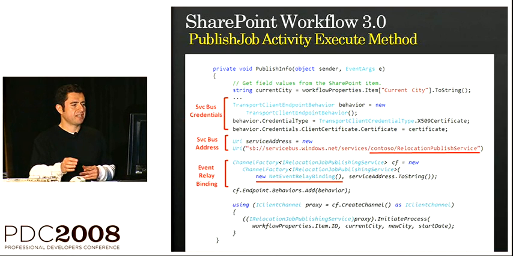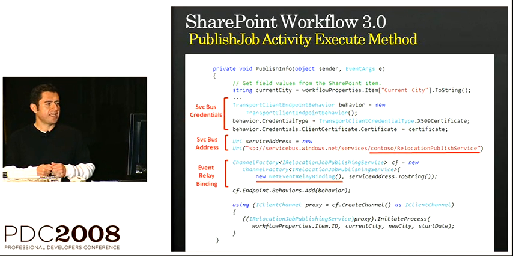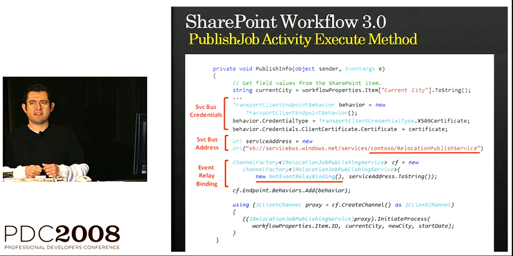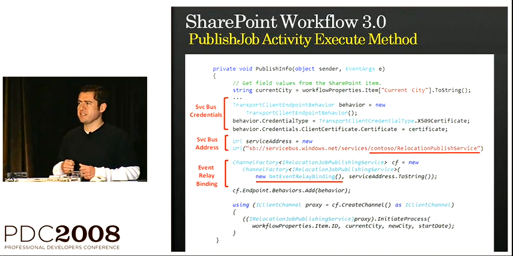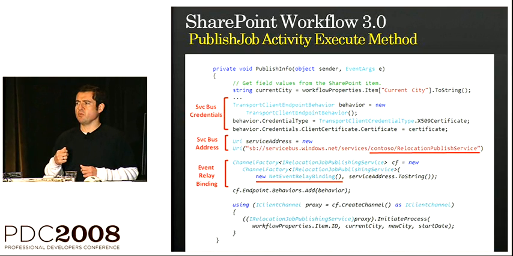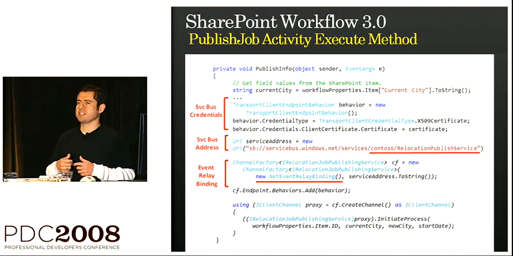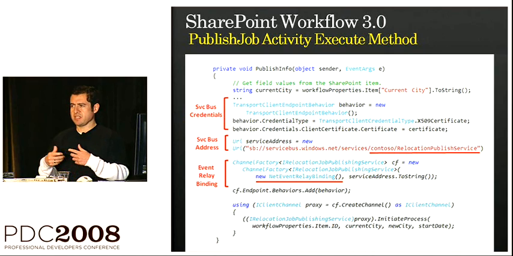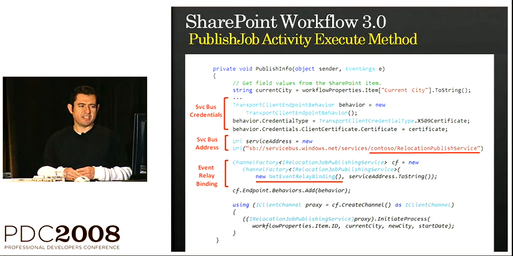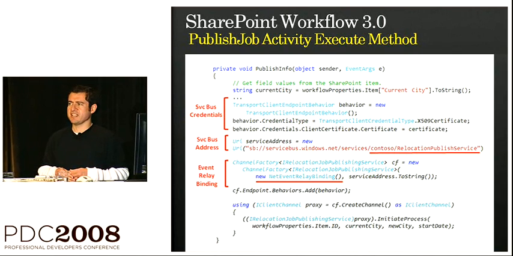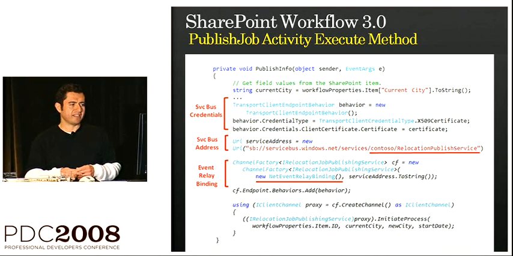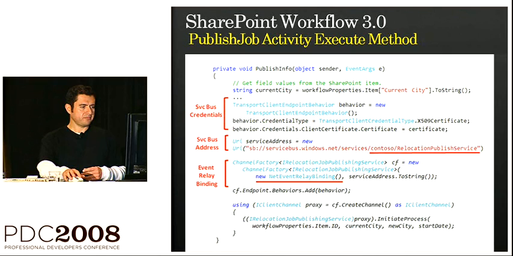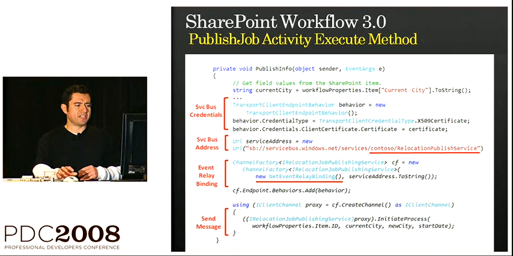Then I'm going to construct my channel, and I'm going to specify the event relay binding. This is important because it's the event relay binding that gives you that publish and subscribe capability. What it does is it actually uses a multicast datagram style of messaging. Okay, so once I've constructed my channel, I simply go ahead and send the message.